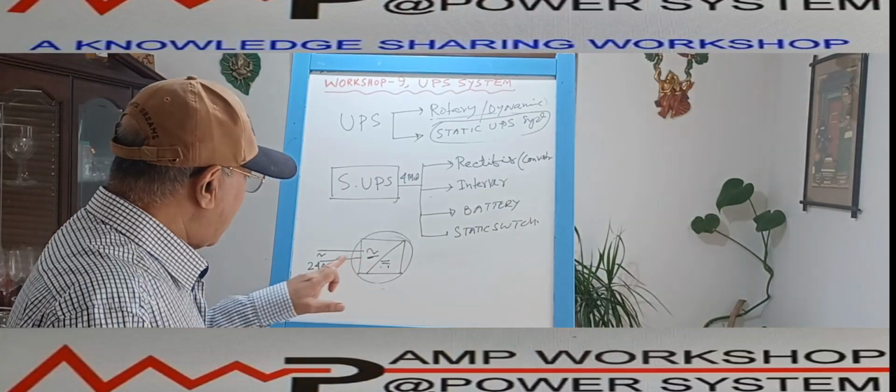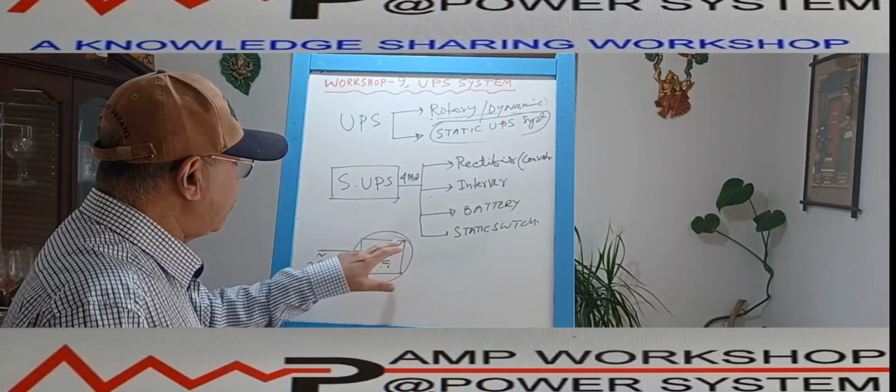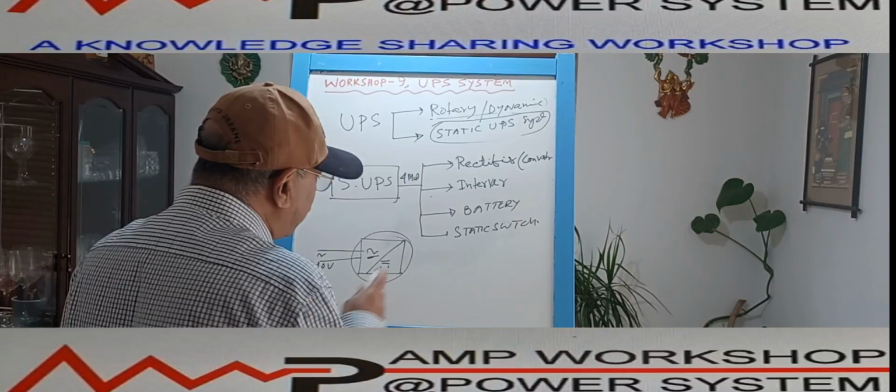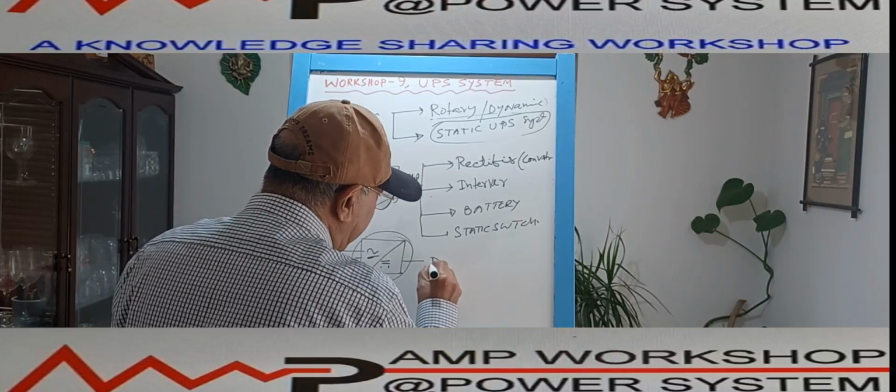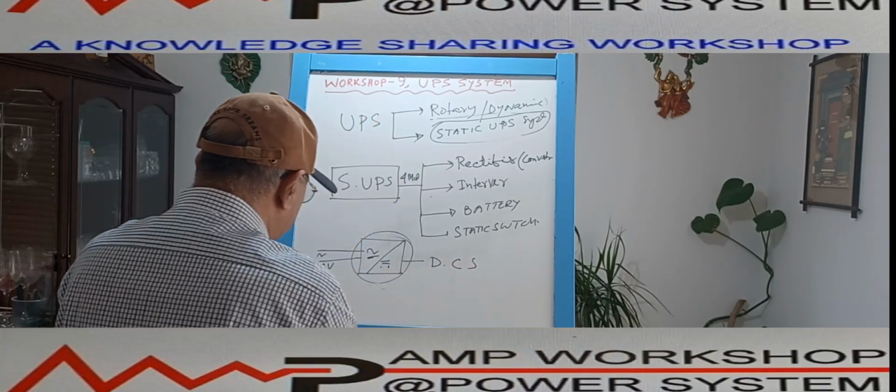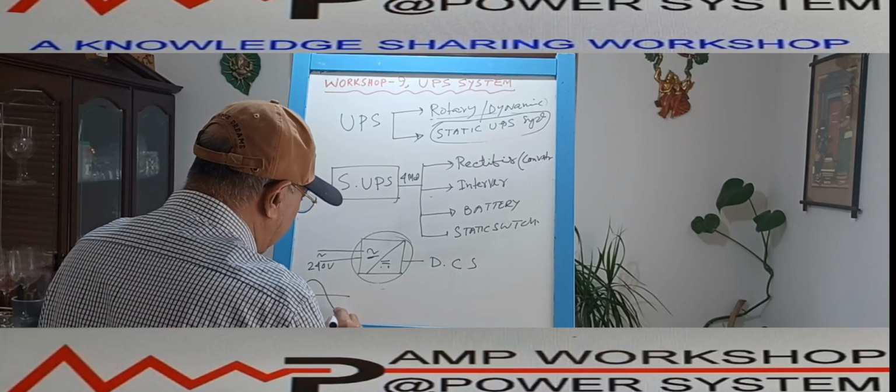So when AC supply is given to the rectifier, the output is a DC supply. Here I am giving a sinusoidal waveform.